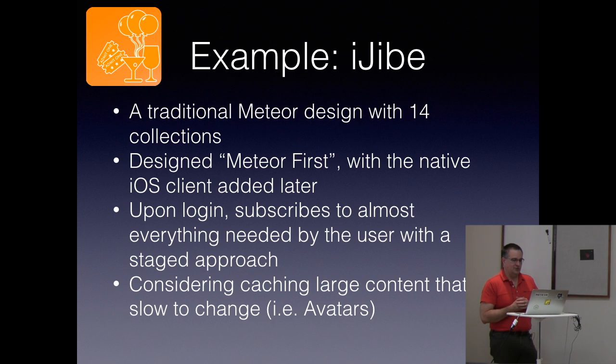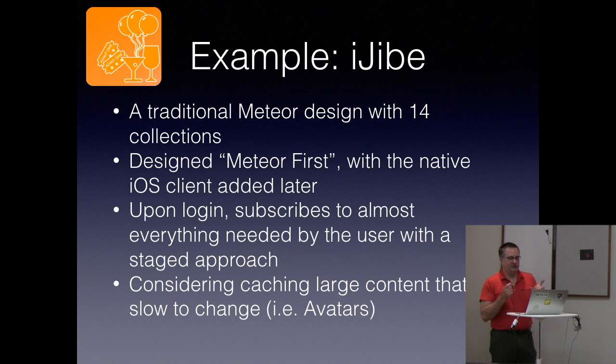Upon login, it subscribes to almost everything needed by the user. This is in the iOS version. So essentially, when you log in and we have your credentials, we go look at all the events that you're part of, whether you own them or whether you're invited to them, and we suck in everything related to that so that from then on, you've got it. As opposed to, I navigated to this page and that means I need to pull in the avatars for it. I don't do that. I bring it all in.